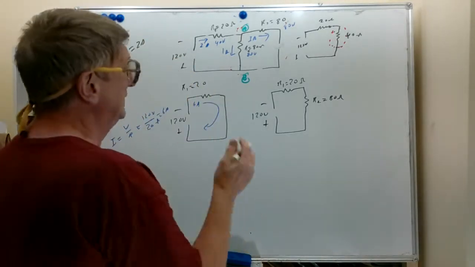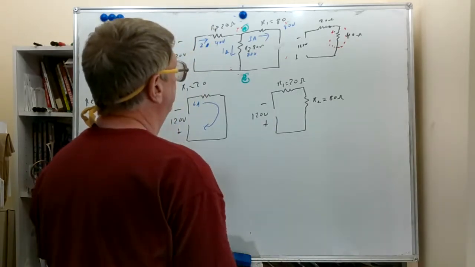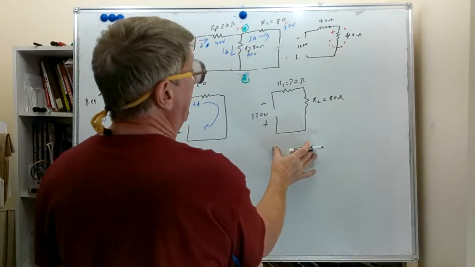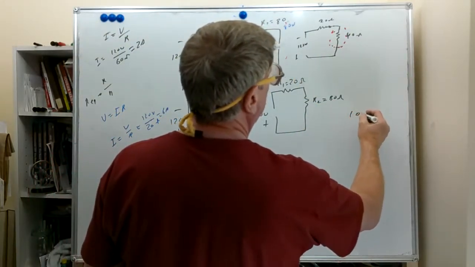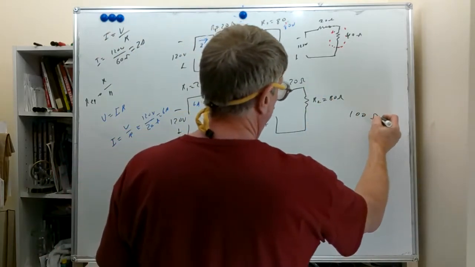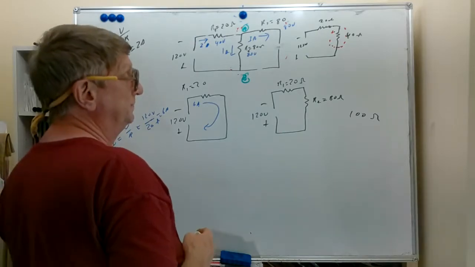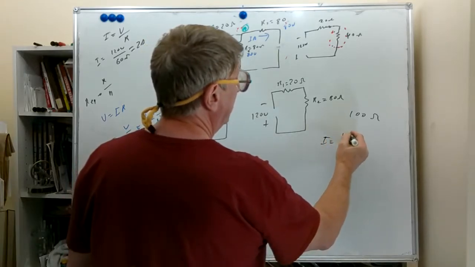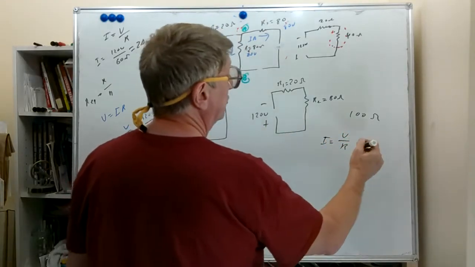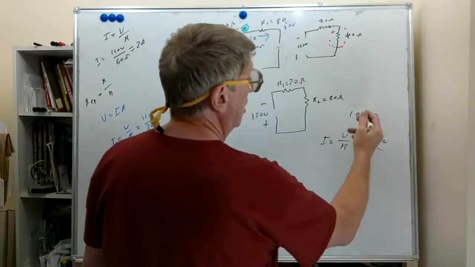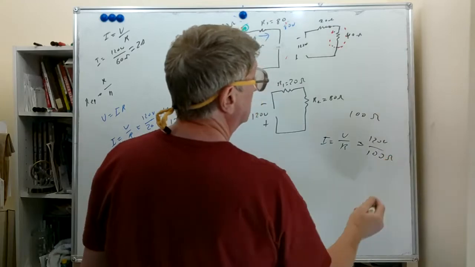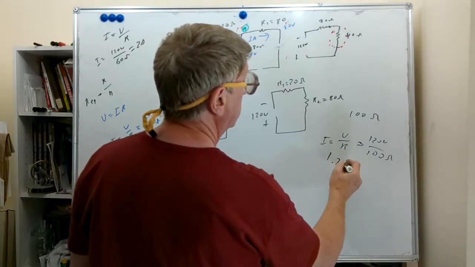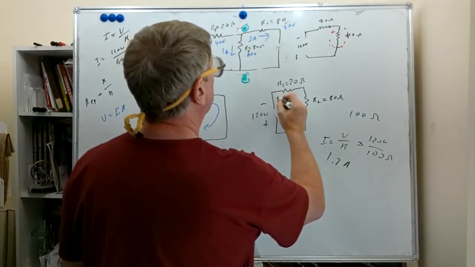Originally, when we opened this up, this circuit can go away. So this is all that's left. So we have 100 ohms, 20 and 80, 100 ohms. We have 120 volts. I equals V over R. Our V is 120. Our R is 100 ohms. Well, 120 divided by 100, we have 1.2 amps. So now we have 1.2 amps.